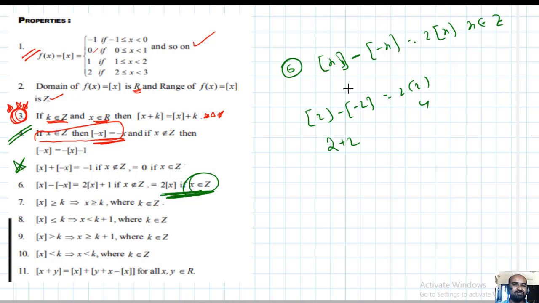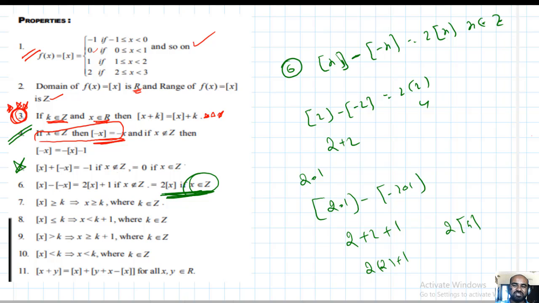If x is not an integer, I will explain through an example. For example, 2.1 is taken. Step 2.1 minus step of minus 2.1: step 2.1 is 2 only, step of minus 2.1 is minus 3. Minus of minus 3 is plus 3, so I can write 2 plus 3. What is the meaning of 2 times step x plus 1? Understood? That's why step x minus step of minus x equals 2 times step x plus 1 if x is a non-integer. The remaining properties I will explain in the next part.